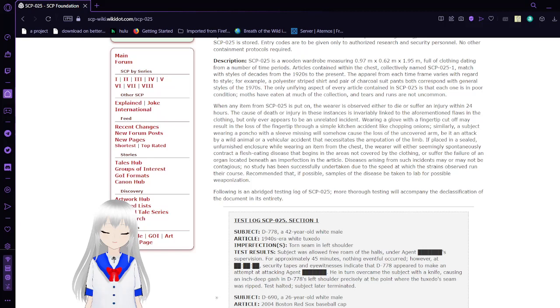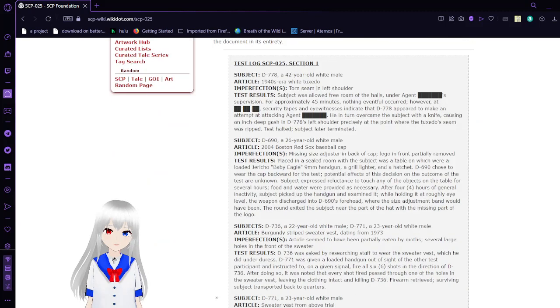Test results: subject was allowed free roam of the halls under Agent Blank's supervision for approximately 45 minutes. Nothing eventful occurred. However, security tapes and eyewitnesses indicate that D-778 appeared to make an attempt at attacking Agent Blank. He in turn overcame the subject with a knife, causing an inch-deep gash in D-778's left shoulder, precisely at the point where the tuxedo seam was ripped. Test halted, subject later terminated.